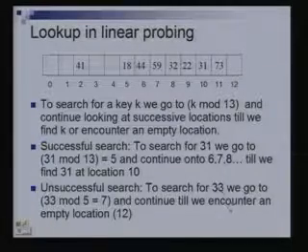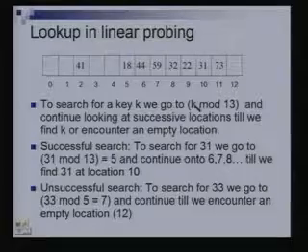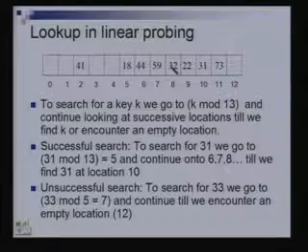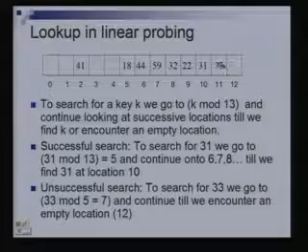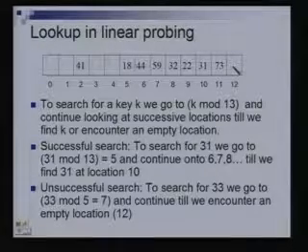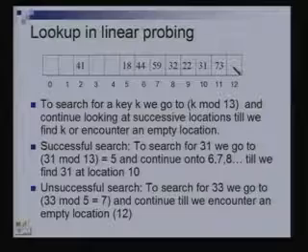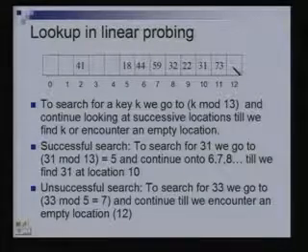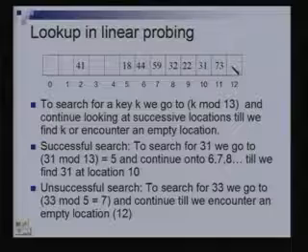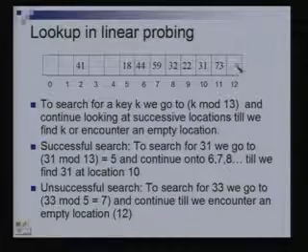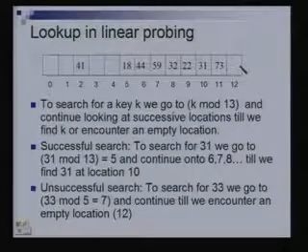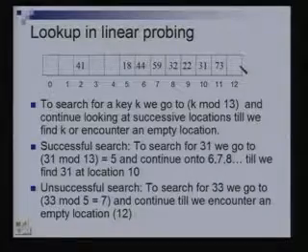Suppose I am searching for 33. 33 mod 13 is 7. So I would start here. Then I come here, it's not here. I come here, it's not here. I come here, it's not here. I come here, it's not here. I come here and I find this location is empty. This means 33 could not be there at all in this table, because if 33 were there in this table, it would definitely have been inserted by this time, till this position, because this is an empty location. Everyone with me?